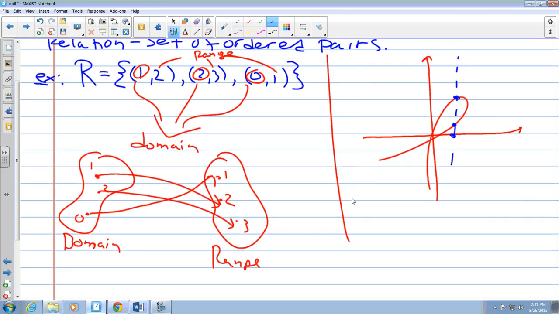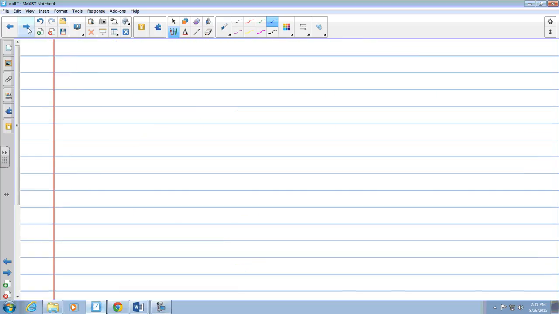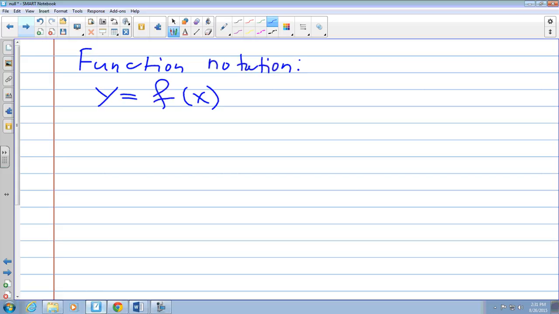But do you see what makes a function a function? You cannot have one x going to two different y's. So vertical line test, all that stuff, all right? So a special function notation is this: basically we're replacing y in your regular equations with f of x. That's how we read that, f of x, right? And f is the name of the function.